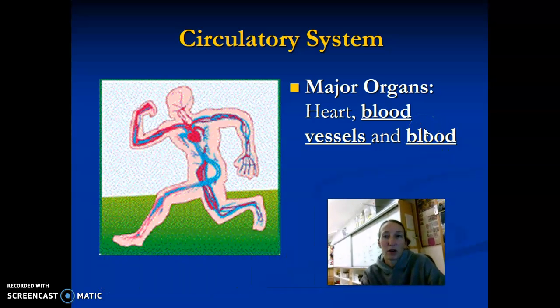The big thing about your circulatory system is the organs associated with it are your heart, and of course the blood flowing through all your blood vessels. So when it comes to your blood vessels, we're talking about your arteries and your veins. Arteries pump blood away from the heart, and veins bring blood back to the heart.